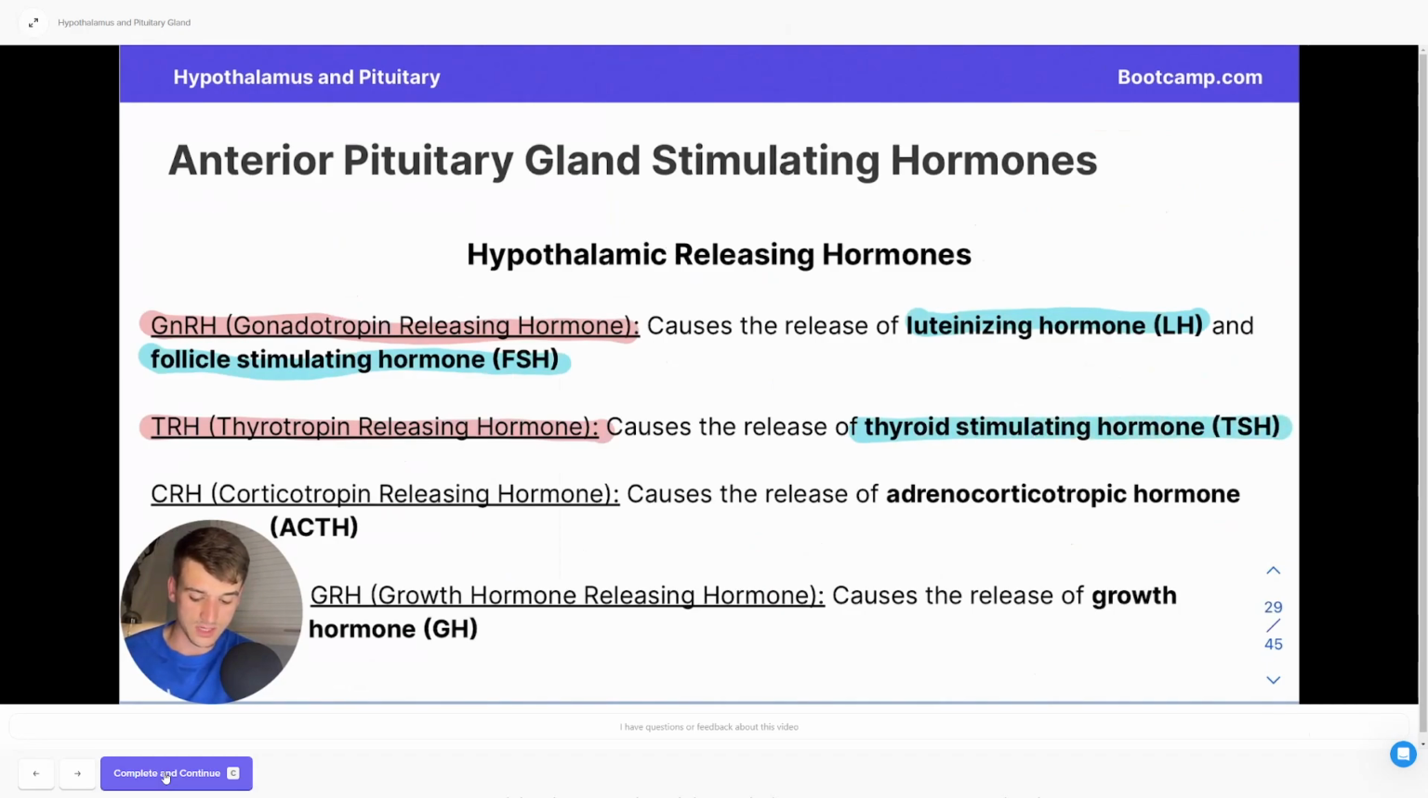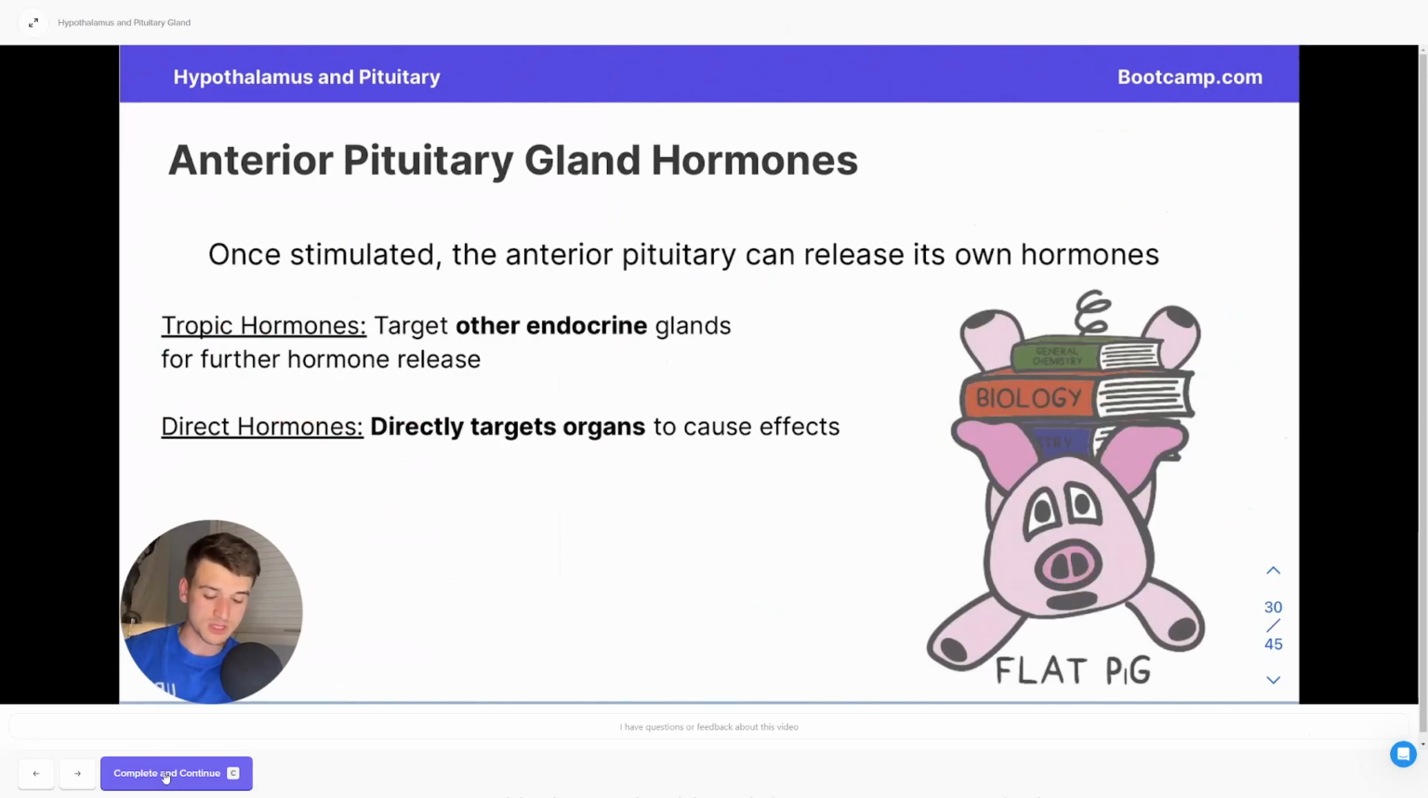We also have CRH, corticotropin-releasing hormone, and once this reaches the anterior pituitary gland, it's going to cause the release of adrenocorticotropic hormone, or ACTH. And last but not least, we have GRH, known as growth hormone releasing hormone, which appropriately enough, when it finally reaches the anterior pituitary gland, will cause the release of growth hormone, or GH. All right, so we've completed phase one when it comes to the anterior pituitary gland. We've released those hormones from the hypothalamus, and they finally reach the anterior pituitary, stimulating the release of its own hormones.